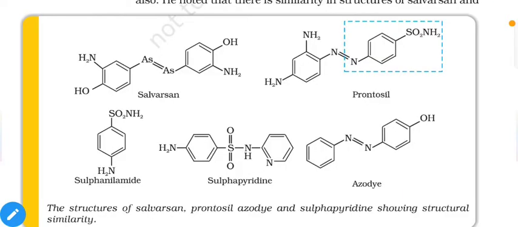All of the structures we are discussing are mentioned here so that you can compare and see for yourself. As we can see, salvarsan and the azo dye mentioned last share a similar structure and similar bondings. Arsenic double bond arsenic. Similarly, in the azo dye we have nitrogen double bonded with nitrogen, and both nitrogens are attached with aromatic rings, just like in salvarsan arsenic is attached with rings.